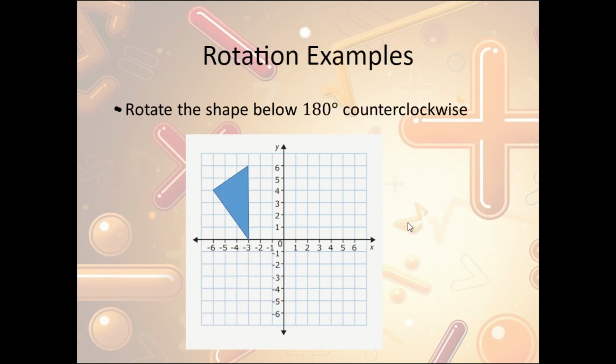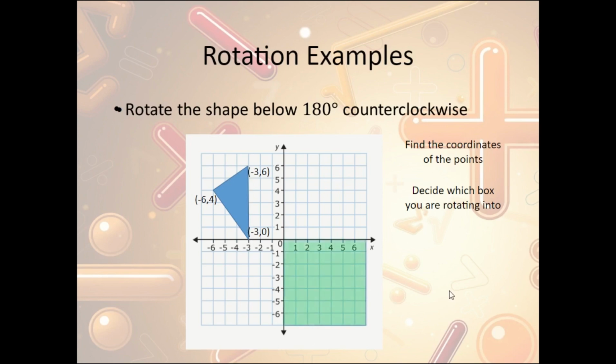Now what about 180 degrees counterclockwise? Well, now again, we write out the coordinates. The coordinates are exactly the same as before. So now we decide which box we're rotating into. So we're going counterclockwise, so here. And it's 180 degrees, so we're moving 2 boxes this time. So 1, 2. So we're over here.